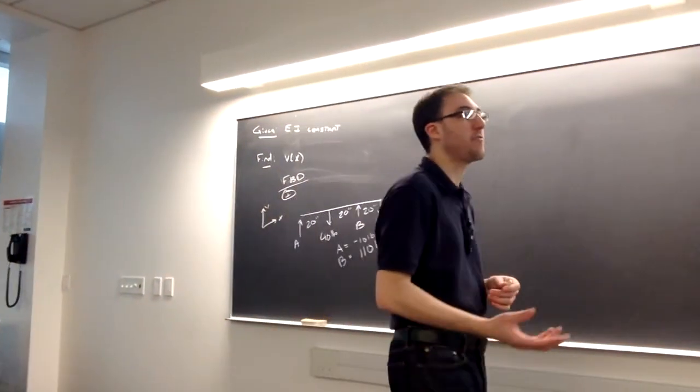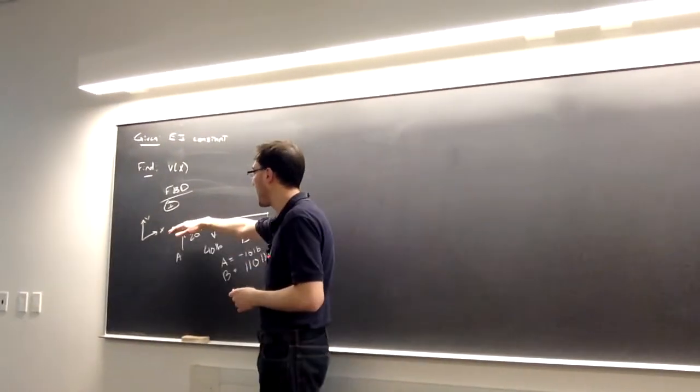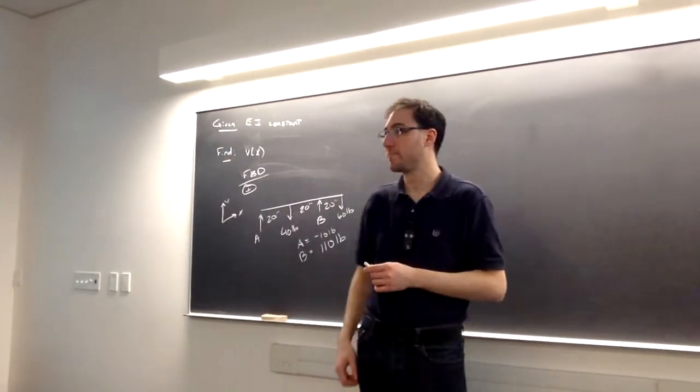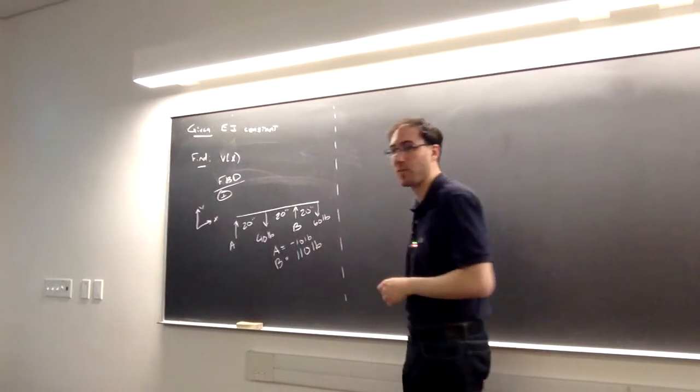A can be negative, because either one can be positive or negative because it's a bearing, so it can prevent motion up and it can prevent motion down. So that's just from EMCH 211.